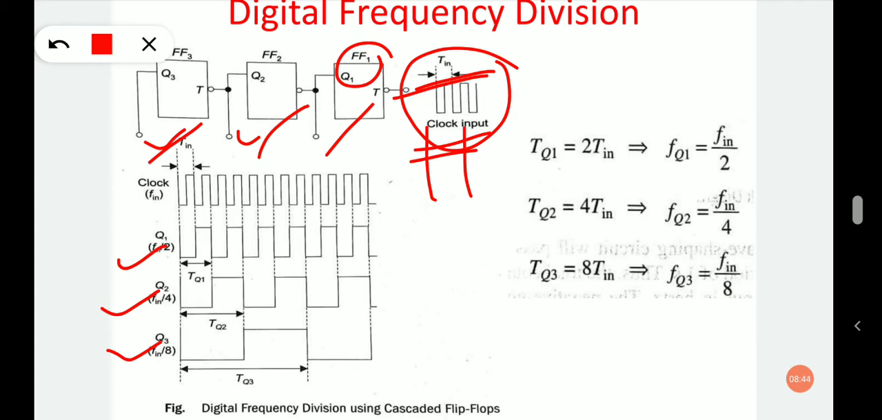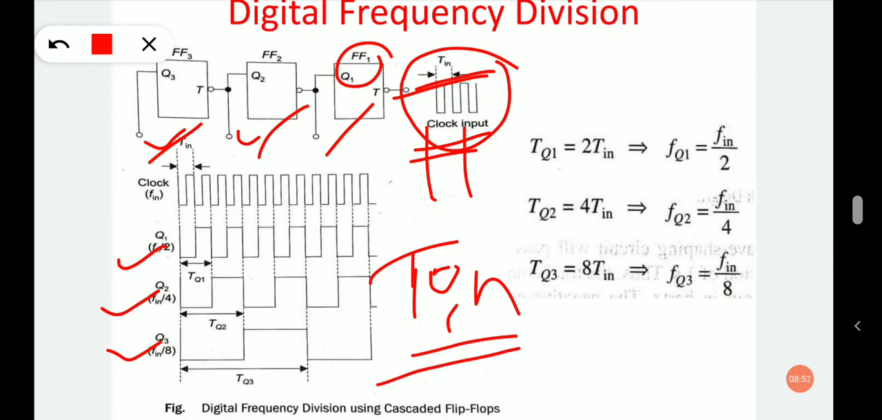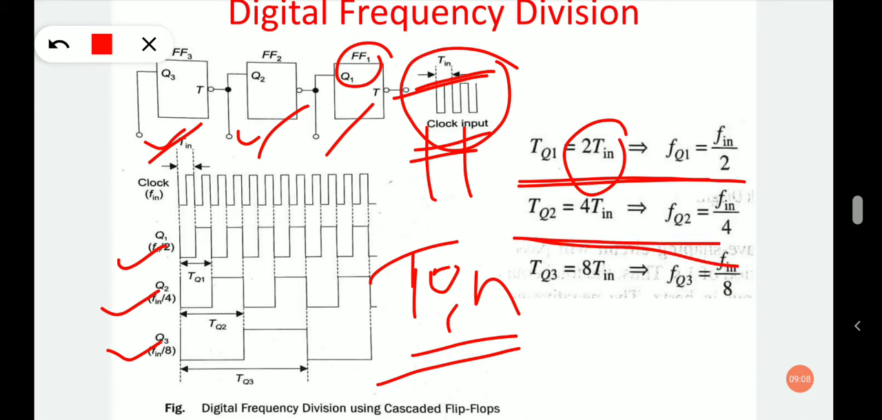If T in is the input time period, then the time periods of the different waves are related as follows: TQ1 is 2 times T in, that is the input time period, TQ2 equals 4 times T in, and TQ3 is 8 times T in.